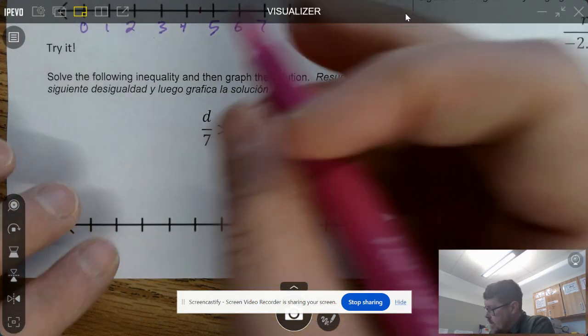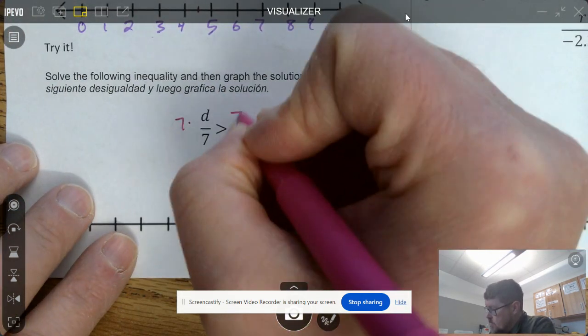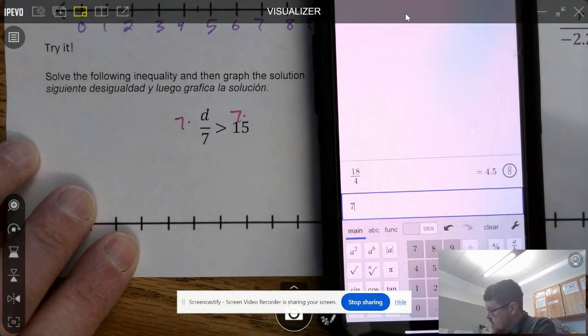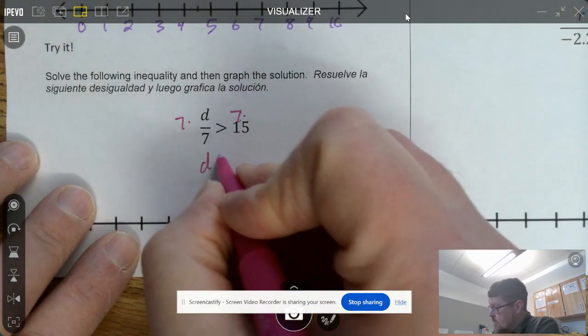Okay. Solve the following inequality and then graph the solution. So we've got division right here. So I'm going to do the opposite, which is multiply. So I got 7 times 15. 7 times 15 gives me a 105. So D is greater than 105.